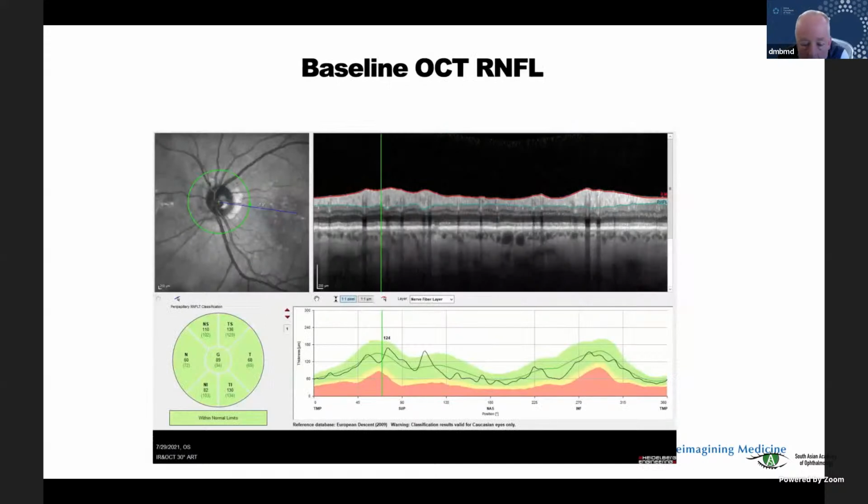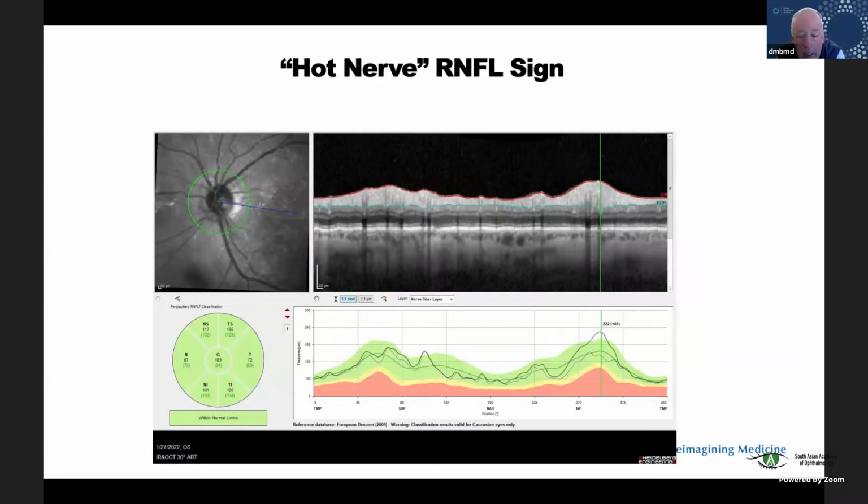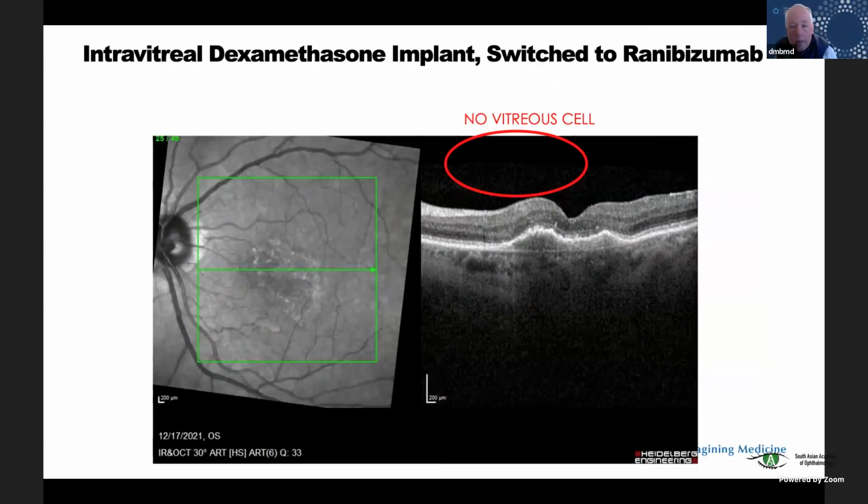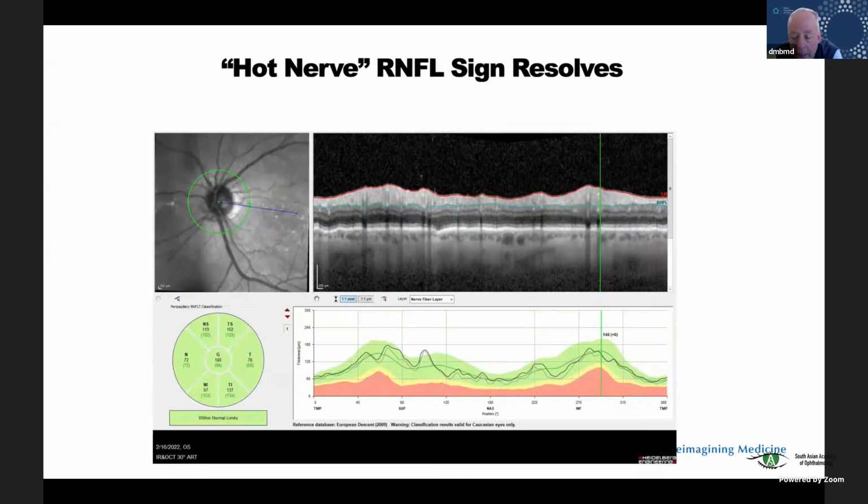Here's what I'm talking about, noticing on the RNFL. This is her pre-existing RNFL within the normal range. And here, when she presented, even though you don't really notice it, you see it on the map, there's some subtle nerve fiber engorgement there. Just showing you a flickering between before and after, you just see this difference. I think it's one of the easiest ways to see either cystoid macular edema after cataract surgery, or certainly any subtle inflammation of the optic nerve. Here we treated her with an intravitreal dexamethasone implant, switched her to ranibizumab, vitreous cells went away, and note that the hot nerve sign resolved.